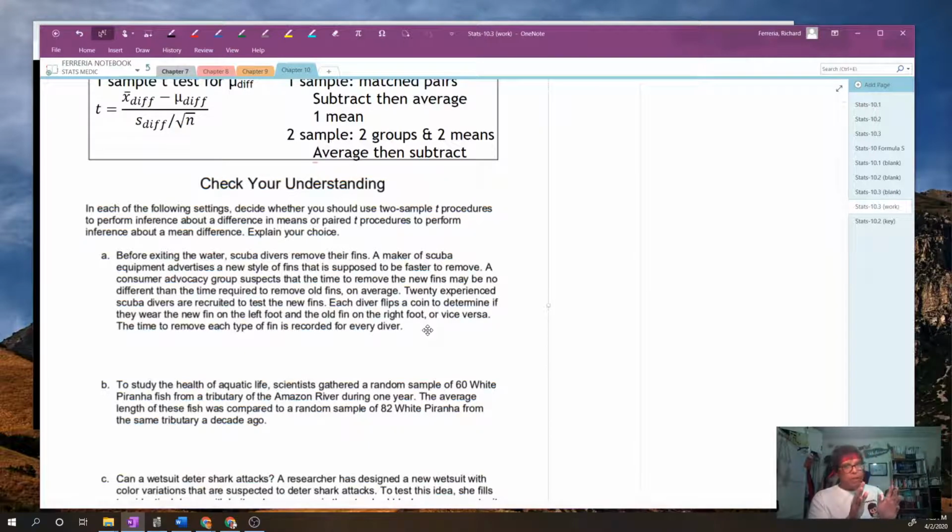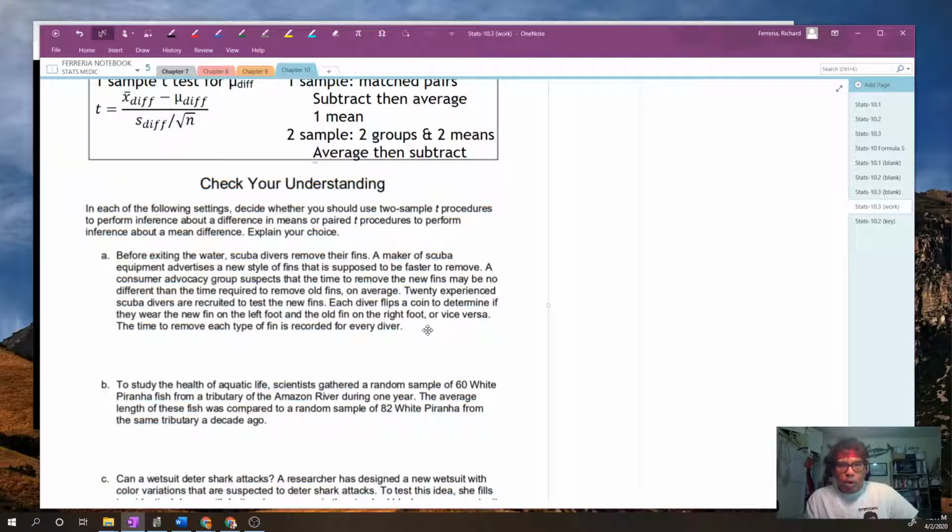Let's read through these, check your understandings. In each of the following settings, decide whether you should use a two-sample t procedure or perform an inference about the difference of means, or paired t procedures to perform the inference. Explain your choice.